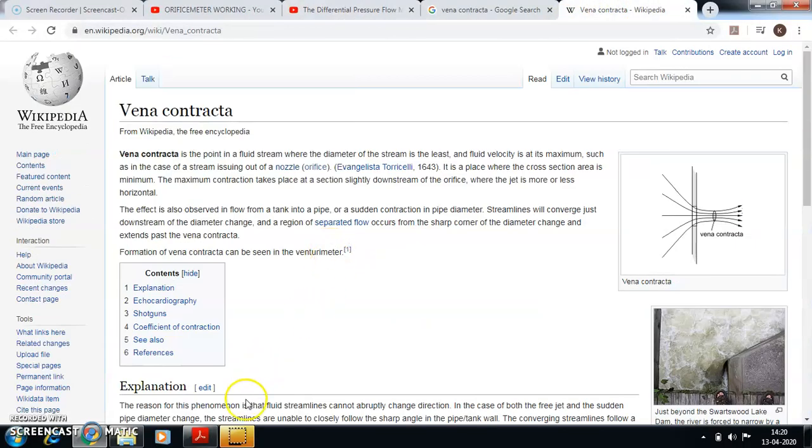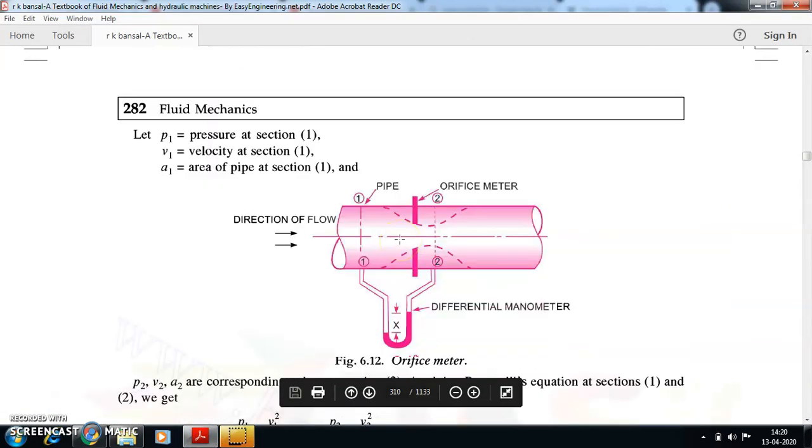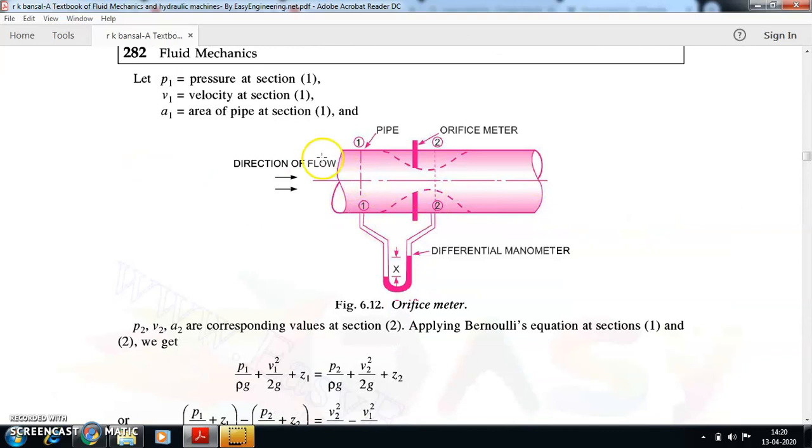Okay, just when we move on I will just show you. Now if you see the pictorial representation over here, you have a pipe, you have an orifice plate or the orifice meter. The fluid is flowing from left to right.